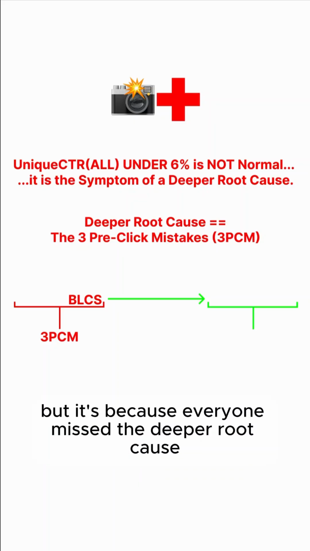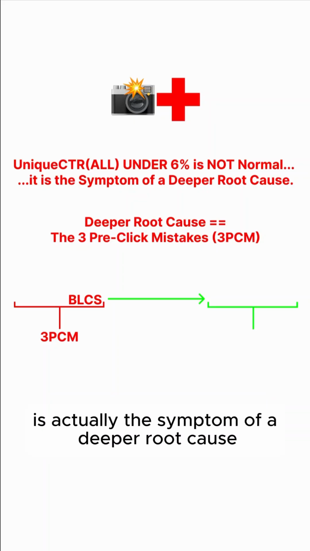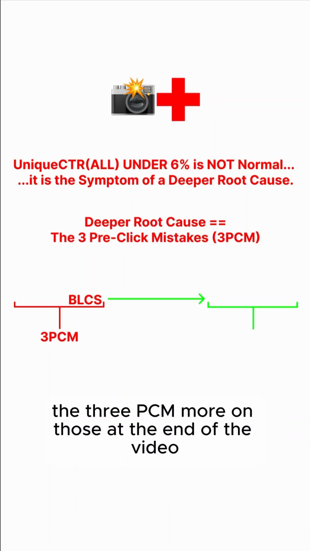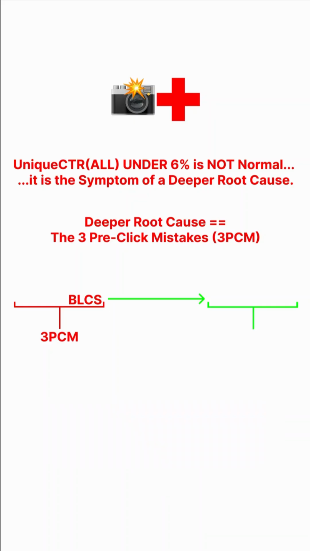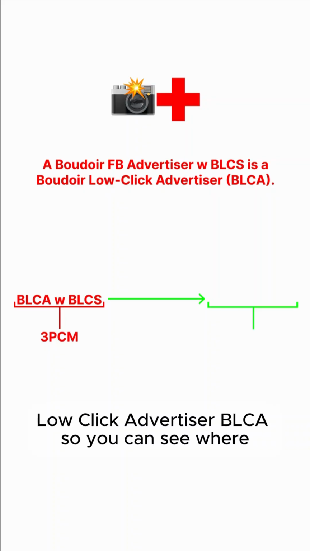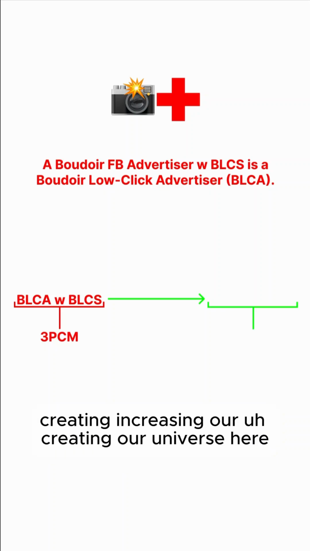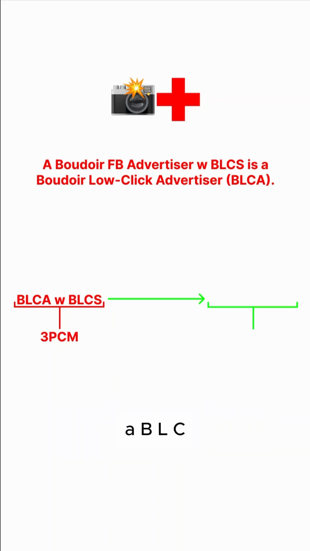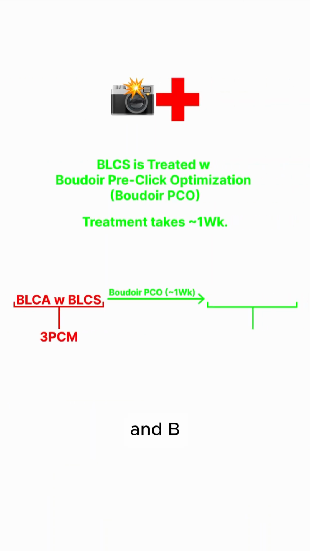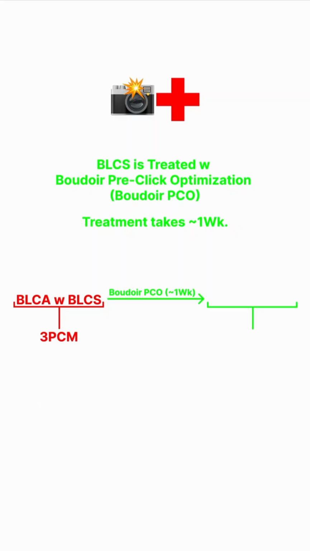But it's because everyone missed the deeper root cause. So unique CTR under 6% is actually the symptom of a deeper root cause. That deeper root cause are the 3 pre-click mistakes, the 3 PCM. More on those at the end of the video. So a Boudoir Facebook advertiser with BLCS is a Boudoir low-click advertiser, BLCA. So you can see we're increasing our universe here. A BLCA with BLCS is caused by the 3 pre-click mistakes. And BLCS is treated with Boudoir pre-click optimization, aka Boudoir Pico, and treatment takes about a week.